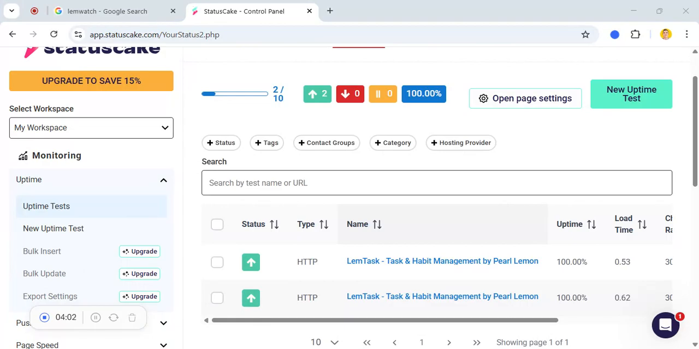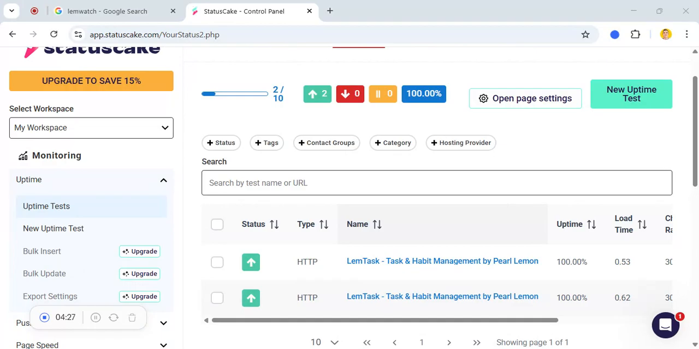And this fix is quite simple. Monitor your critical pages, not just the home page. You can set up uptime checks for your conversion pages, authentication endpoints, APIs, and payment flows. This gives a much more accurate picture of real availability.